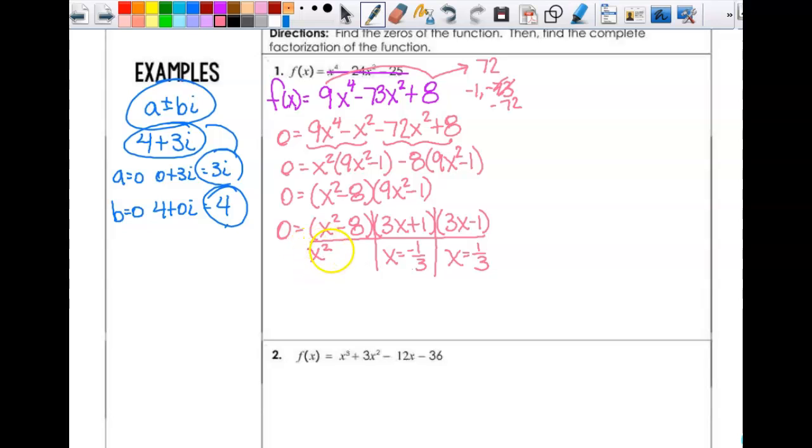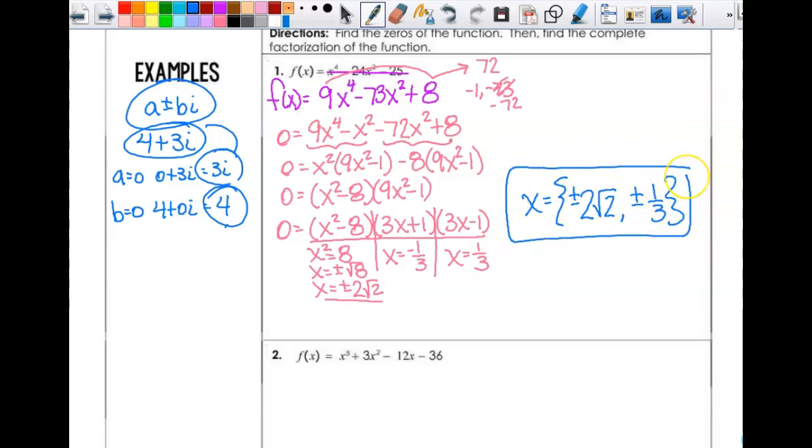Then this would be x squared equals 8, which means x equals plus or minus the square root of 8, which is, what's the square root of 8 simplified? 2 and 2. 2 square root of 2. Very good. Okay. So it says to find all the zeros. So we just found those. So our zeros are plus or minus 2 square root of 2 and plus or minus 1/3.